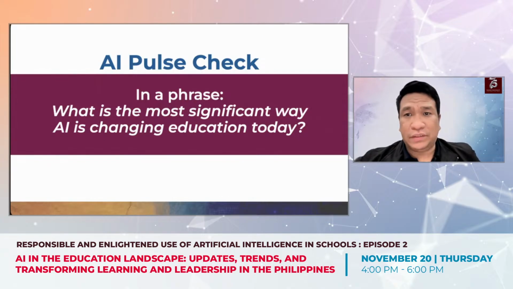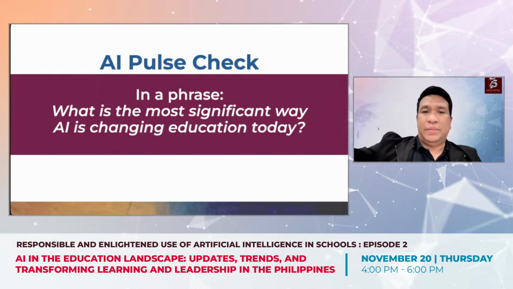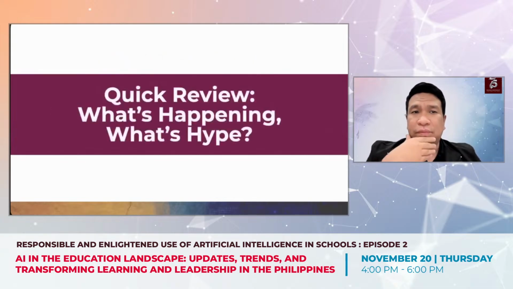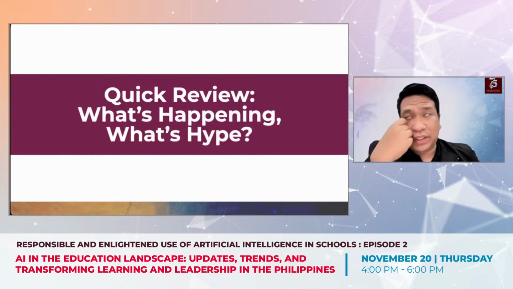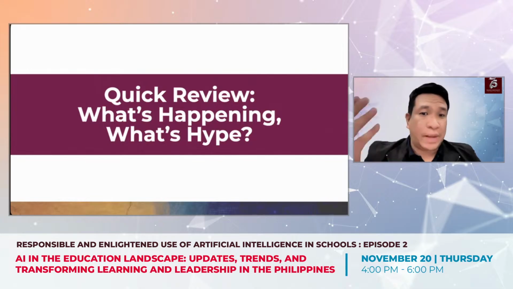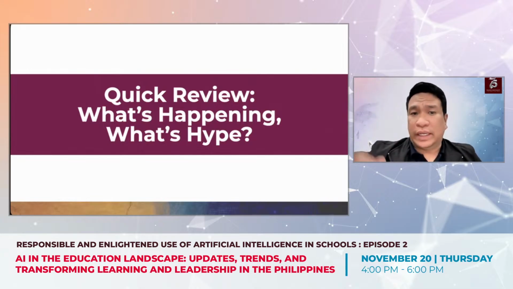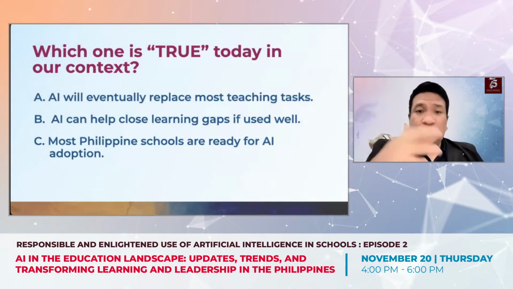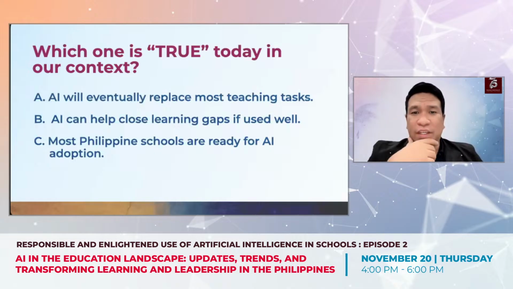For those who are just coming in right now, I did a pulse check, and I'm going to have another pulse check again. What's really happening, and what's the hype in terms of AI? I will reveal three statements, and then choose which one is maybe happening or realistic to you right now, or what's happening in your context. Which one is true today in your context?